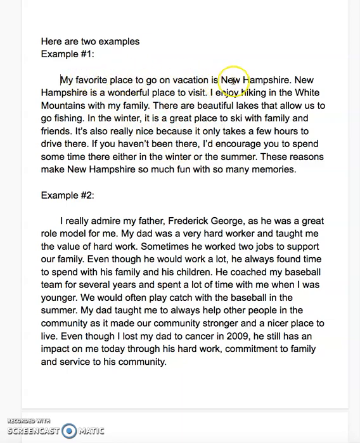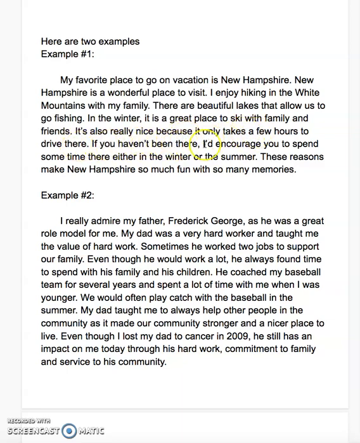Based on my topic sentence, I'm now going to have some supporting sentences that support this main idea, so evidence and details that show why New Hampshire is my favorite place to go on vacation. New Hampshire is a wonderful place to visit. I enjoy hiking in the White Mountains with my family. There are beautiful lakes that allow us to go fishing. In the winter, it's a great place to ski with family and friends. It's also really nice because it only takes a few hours to drive there.